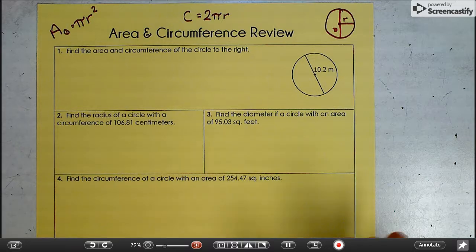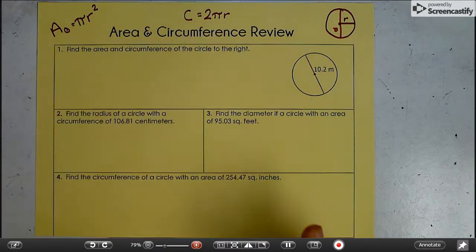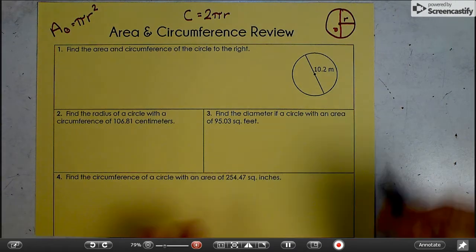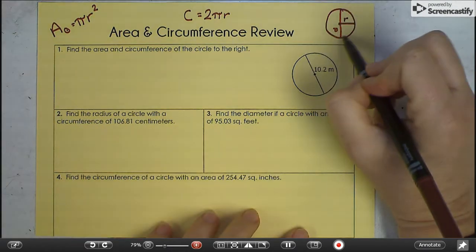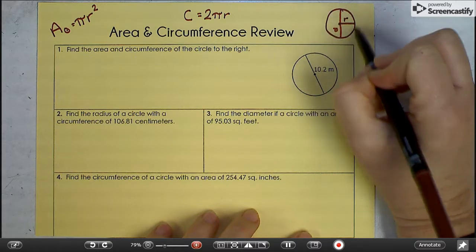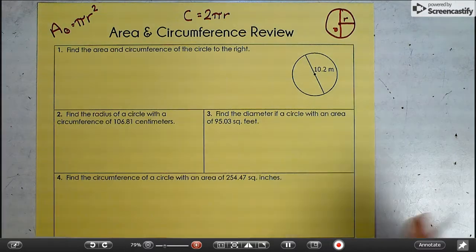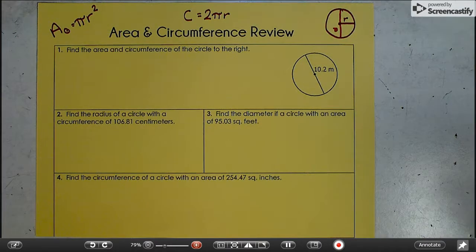And just one more little side note, pi is not a number somebody came up with out of nowhere. It is the relationship between the circumference and the diameter. So if you take the circumference, the distance around, and you divide it by the diameter of any circle, you will always get 3.14 blah, blah, blah, pi.